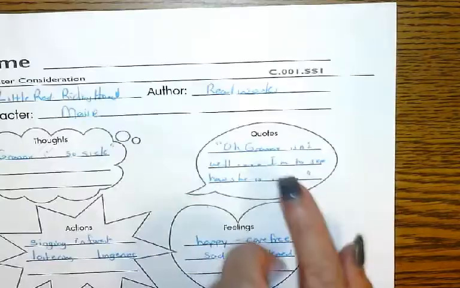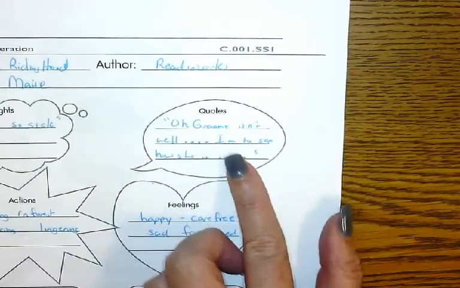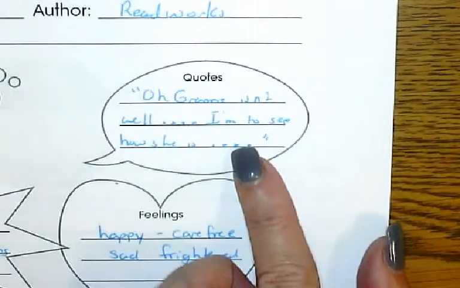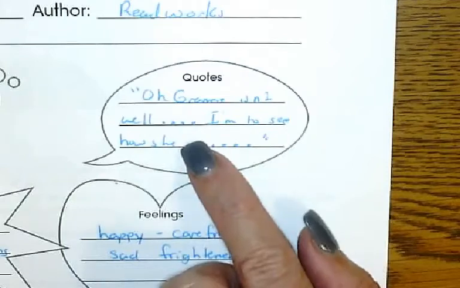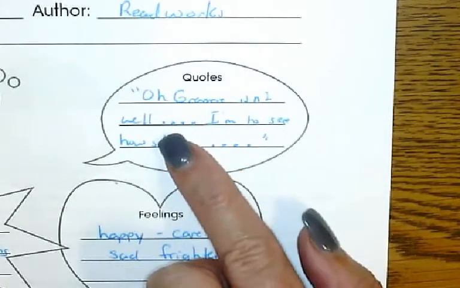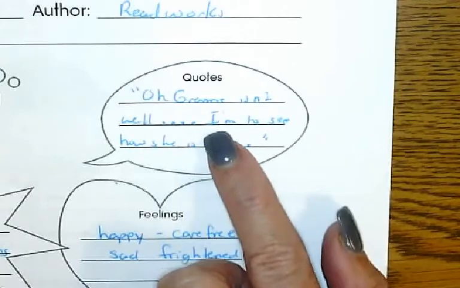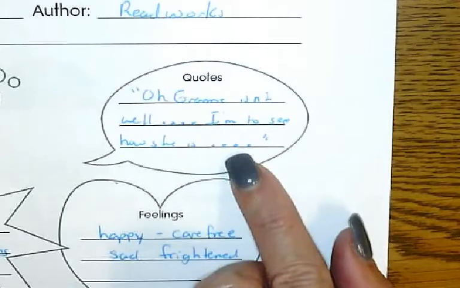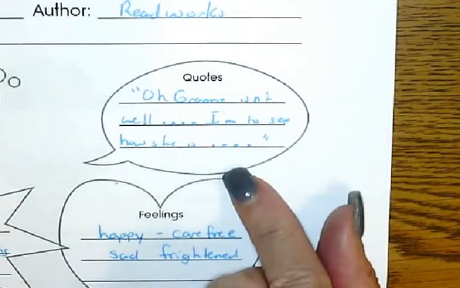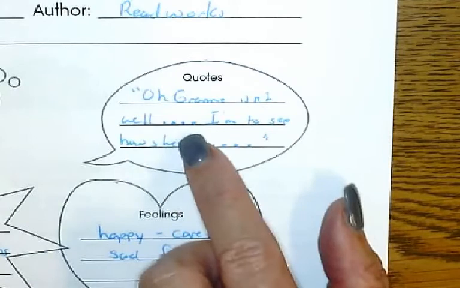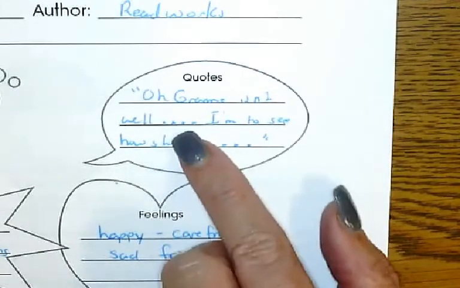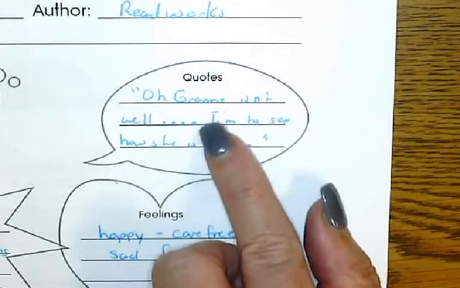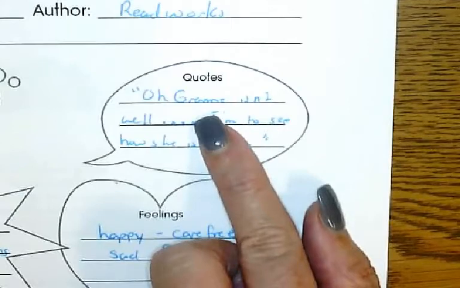Now, we looked at a quote that helps us understand this character. And it says, "Oh, Granny isn't well..." and then these ellipses here show that I left out text. Okay, so I skipped some things. "...I'm to see how she is..." More ellipses because I left out text. This is how you do a quote when you want to leave out some words from the quote. Use three ellipses. And then the last ellipsis, this fourth one, is to show that that's the end of a sentence.